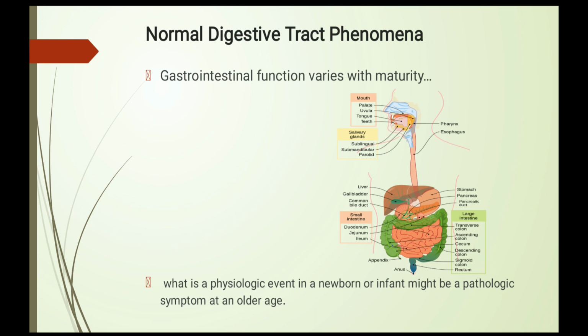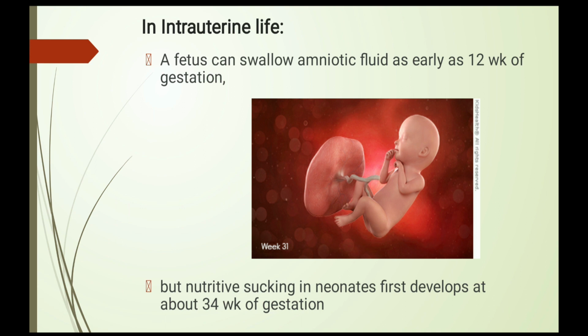Let's start with normal digestive tract phenomena. As we all know, gastrointestinal function varies with maturity. What is a physiological event in a newborn infant might be a pathological symptom at an older age. In intrauterine life, a fetus can swallow amniotic fluid as early as 12 weeks of gestation, but nutritive sucking in neonates first develops at about 34 weeks of gestation.